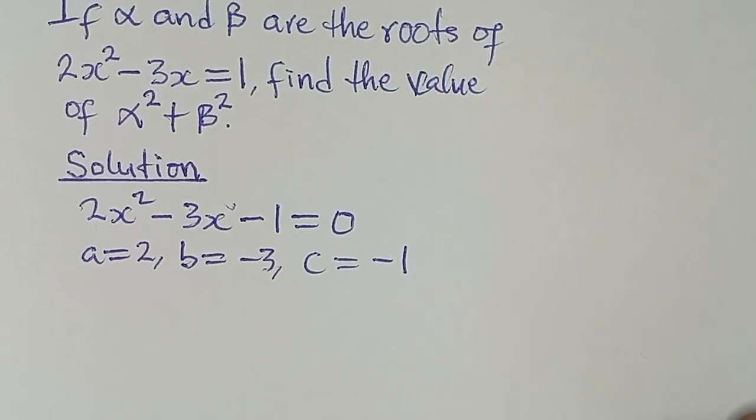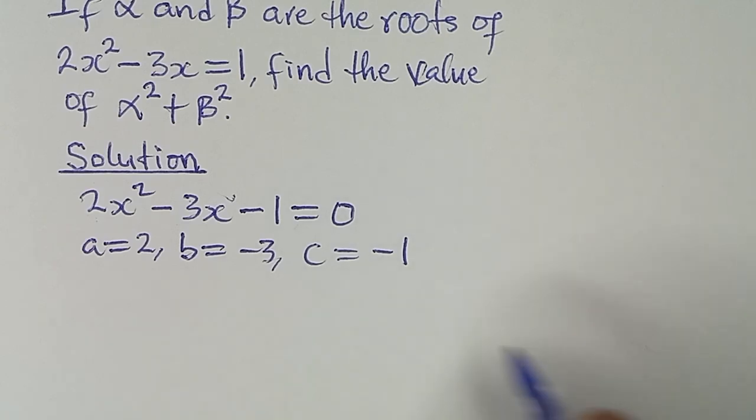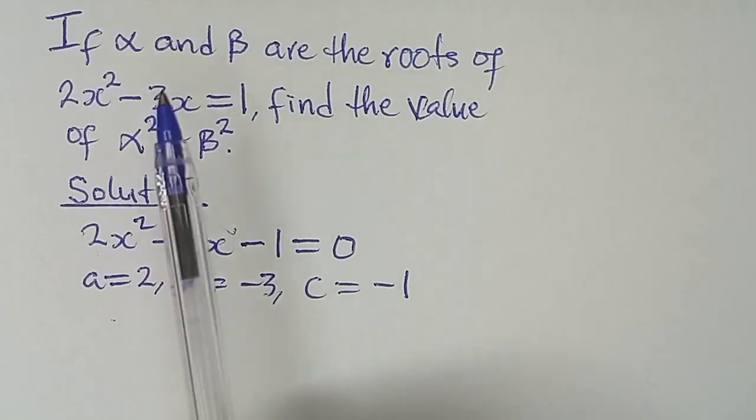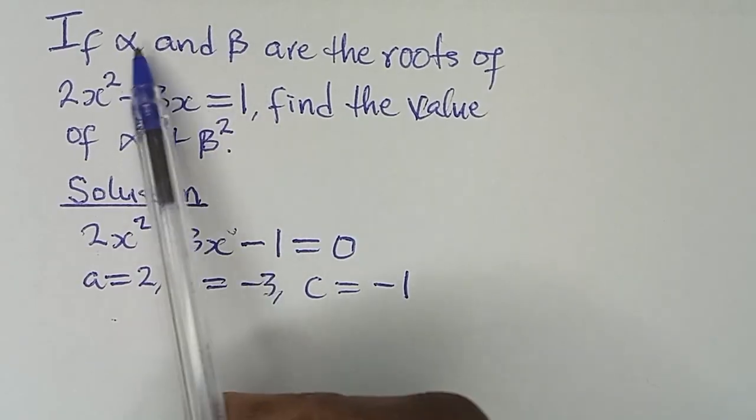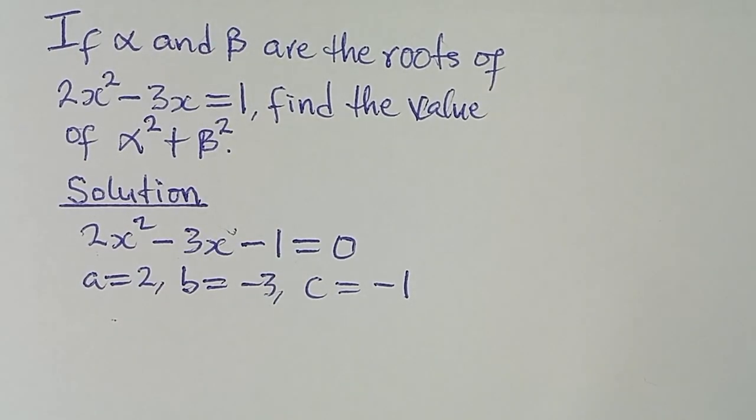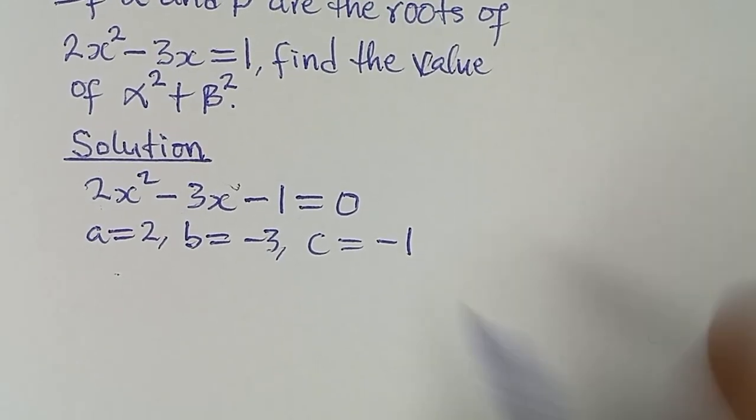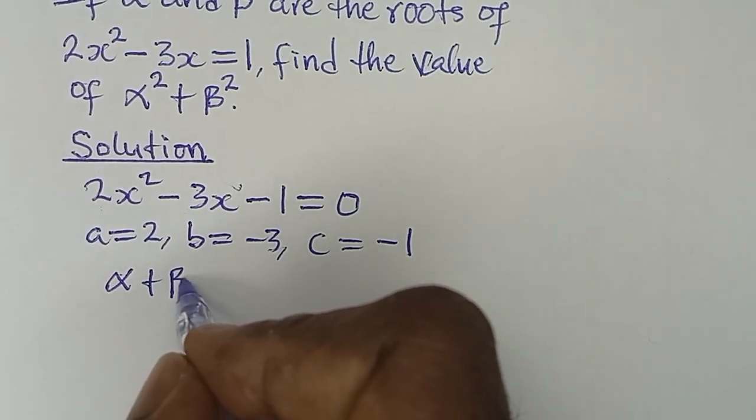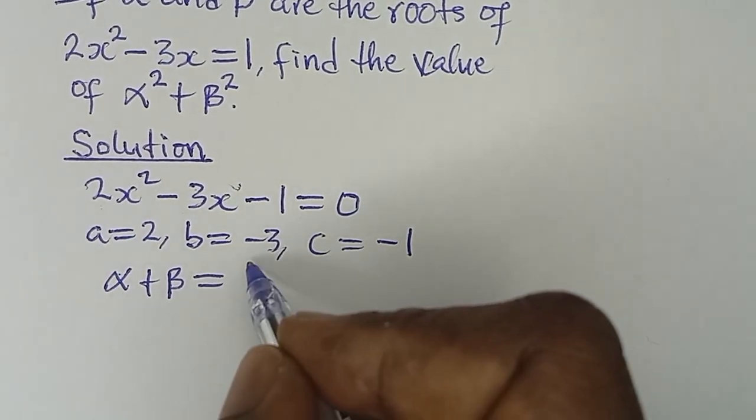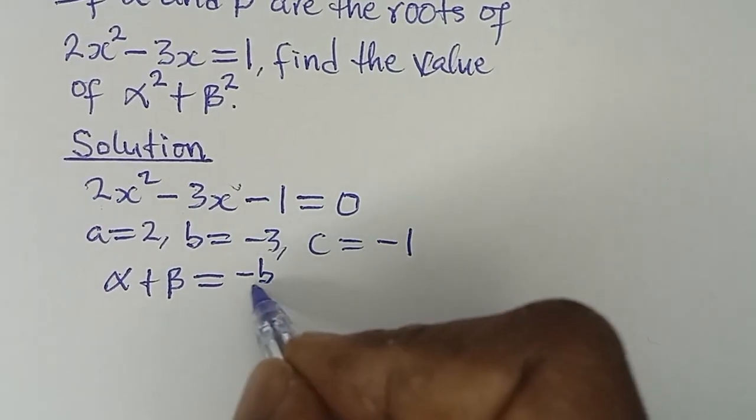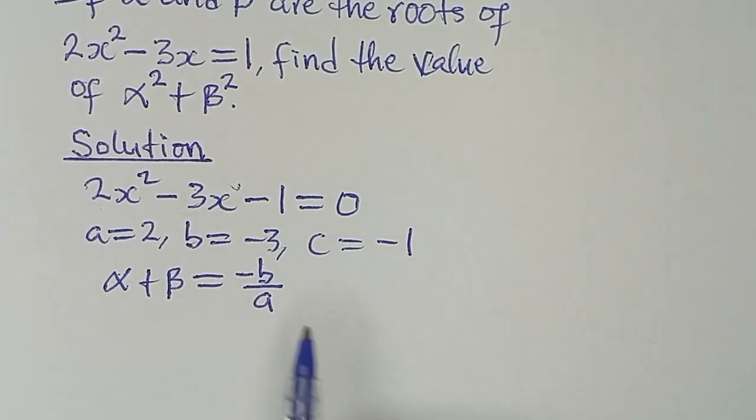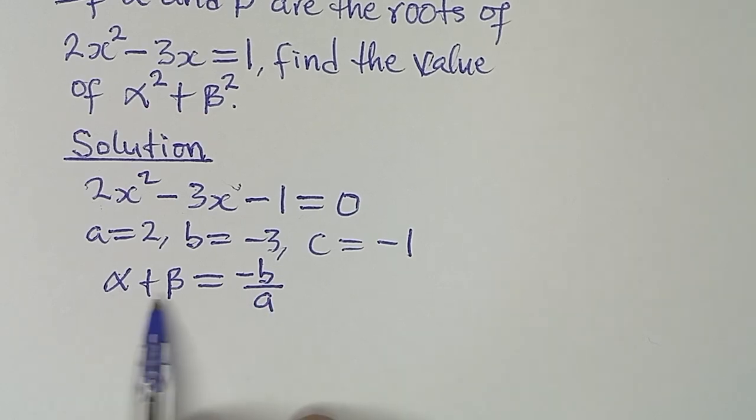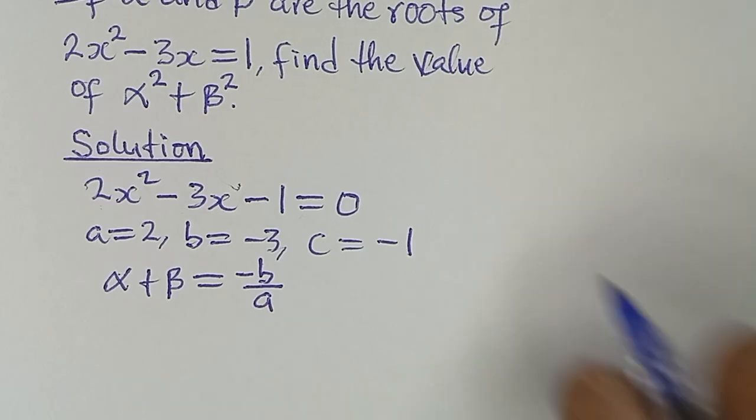Now, in a situation like this, we can obtain the sum of roots. Don't forget the roots of the quadratic equation are alpha and beta. So their sum will be alpha plus beta. That is the sum of the roots is equal to negative b over a. So this is the formula to obtain the sum of the roots. That is, the sum of the roots is given by minus b over a.